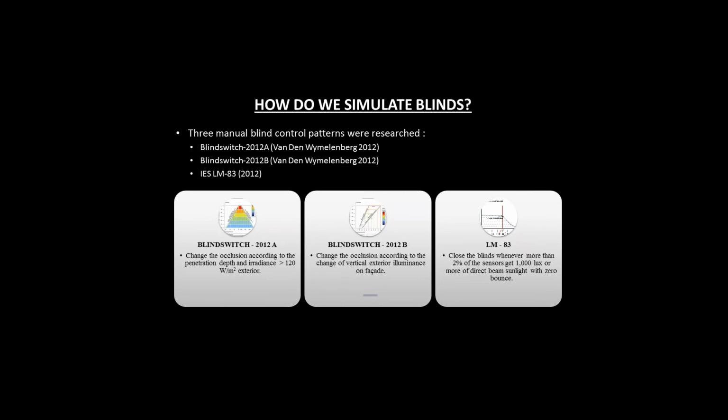So we need patterns. There are three main blind control patterns right now: blind switch A and blind switch B, both proposed by Kevin Van den Wymelenberg, and the third one is IES LM-83. Blind switch A is based on penetration depth, blind switch B is based on exterior vertical illuminance, and LM-83 is based on direct sunlight.